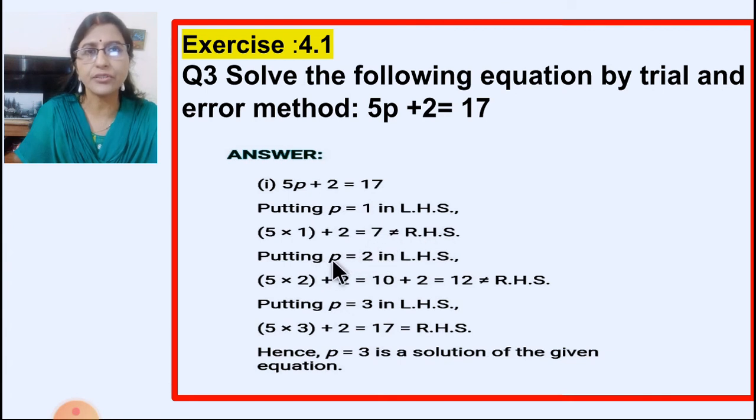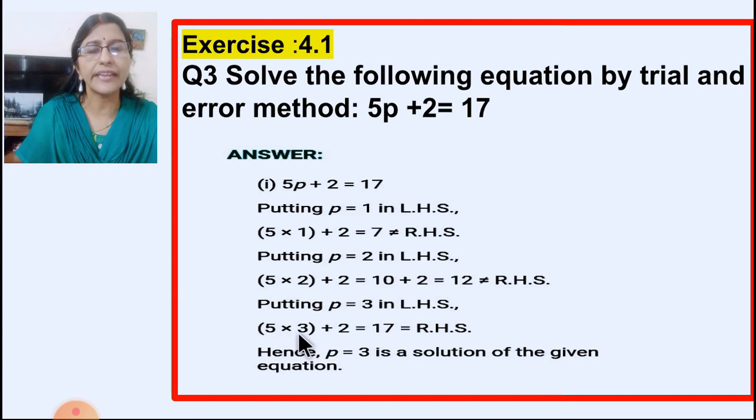Then we will substitute the value of p as 2. And then we'll write 5 into 2 plus 2. 5 2s are 10 plus 2 is equal to 12. So 12 is again not equal to RHS. Then again we'll take the next number. You can take any number. You can take negative numbers also, negative integers also.